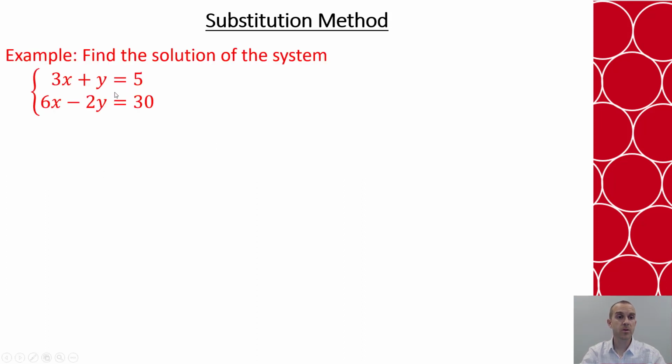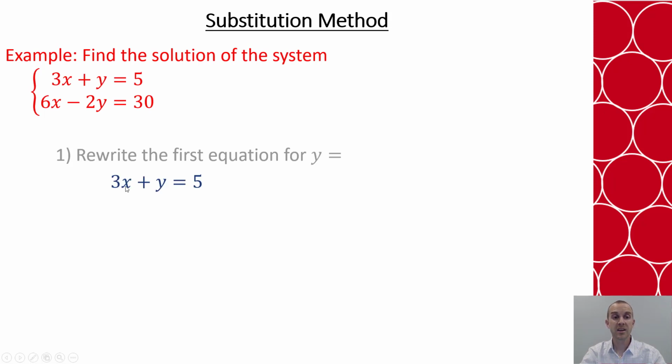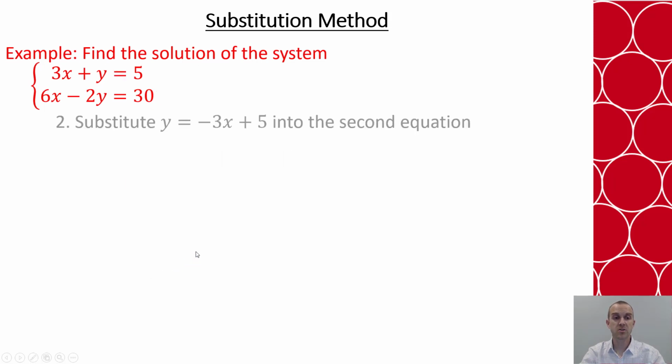So say we have 3x plus y equals 5 and 6x minus 2y equals 30, and we decide we want to use substitution. So for me, I would take this first equation, since it's already with a single y, and solve this so that it's y equals. In this case, that would mean subtract 3x from both sides. So now I have y equals negative 3x plus 5. Now what I'm going to do is substitute this expression into the second equation for y right here.